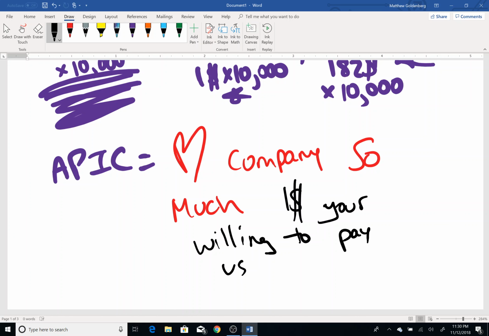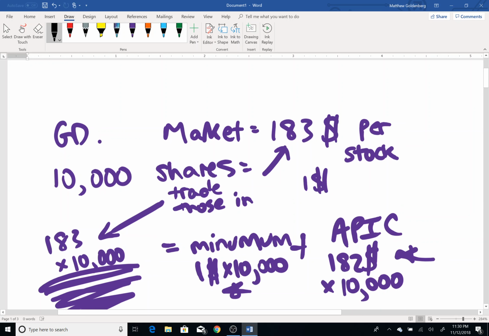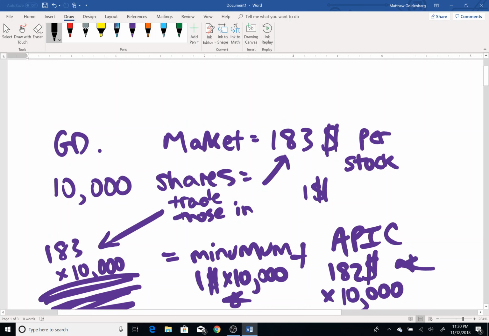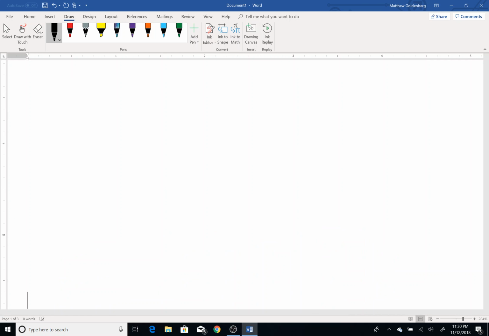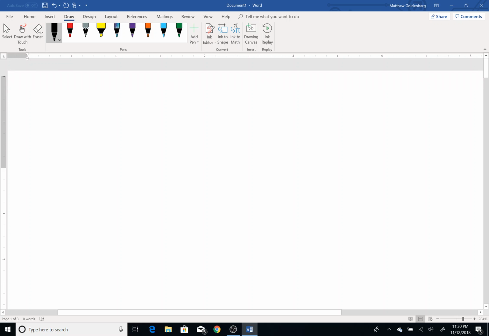All right. That's one part of stockholders' equity. Understanding that gives you half the data that you need in order to make it. Before we go on, let's talk a little bit about stockholders' equity.